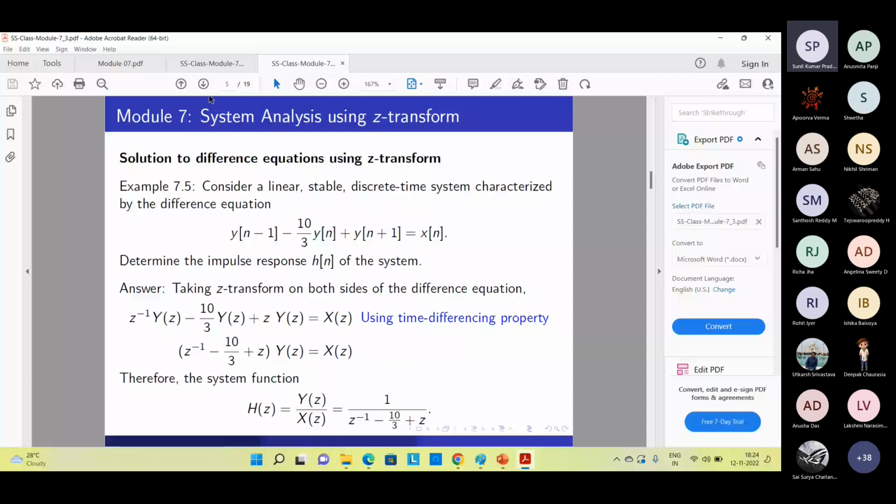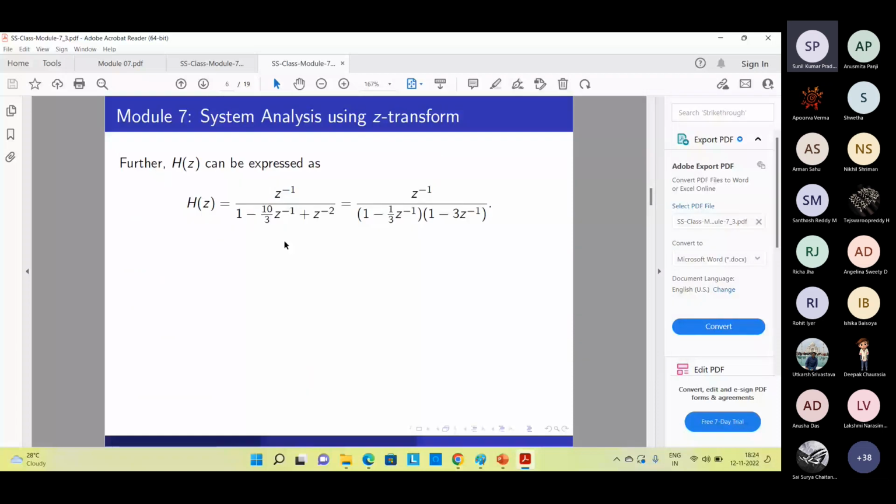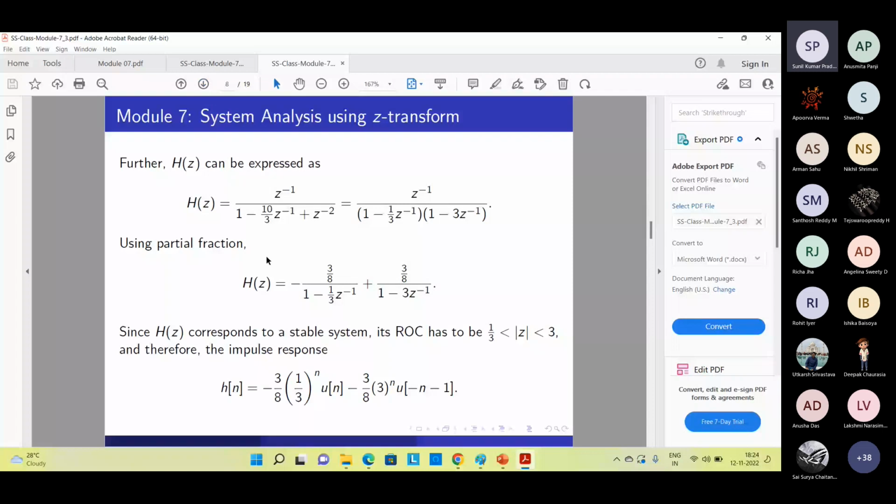So h(n) is nothing but the inverse Z transform of H(z). Now this H(z) can be expressed like this: Z inverse divided by 1 minus 10/3 Z inverse plus Z inverse square. So that gives rise to this expression. Then, if we use the partial fraction method, it comes to be minus 3/8 divided by 1 minus 1/3 Z inverse plus 3/8 divided by 1 minus 3 Z inverse. Now, H(z) corresponds to a stable system if the region of convergence has to be what? Within this range: 1/3 less than mod z less than 3.